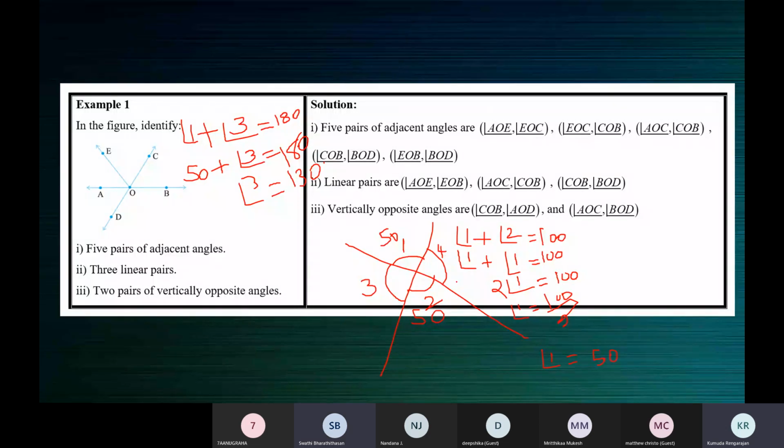Ma'am, if the combined measure of vertically opposite angles is not divisible by 2, can it be in decimal? Yeah, it can be. Supposing they are 25, 12.5, 12.5, yeah, you can get. Angles need not measure exactly 40 or exactly 50. They can be in decimals also. And to find the other vertically opposite angle, we subtract this decimal from 180, ma'am, and we get the same decimal. Correct.